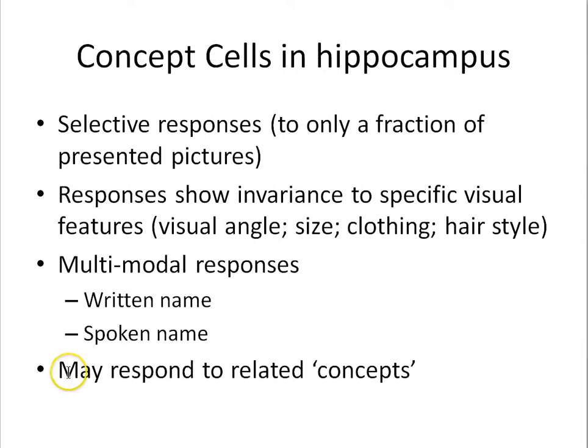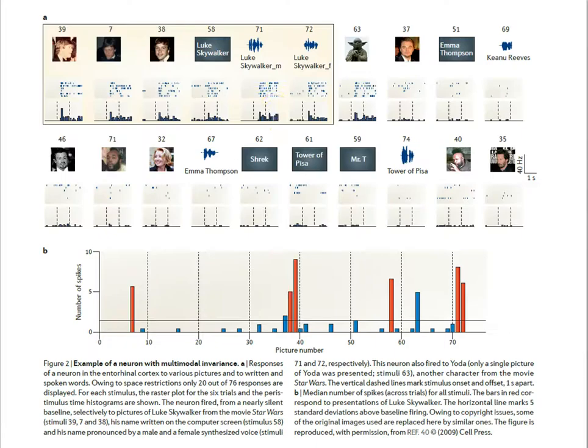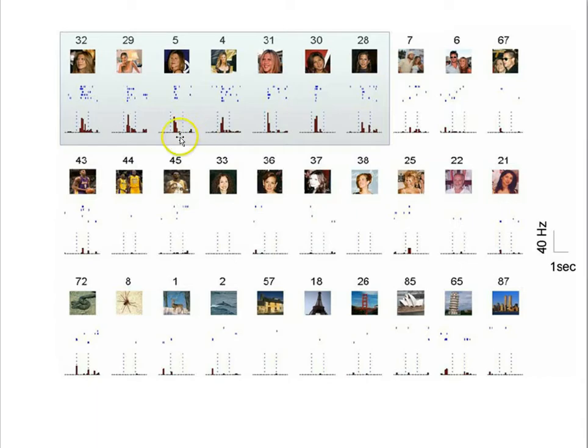And sometimes, and actually often, these concept cells did show some activity to other stimuli, but those stimuli were usually related concepts. So for example, take the Luke Skywalker neuron here, it did respond to Yoda. And in fact, you don't see it here, but in one of the Jennifer Aniston neurons they found it also responded to pictures of Lisa Kudrow.